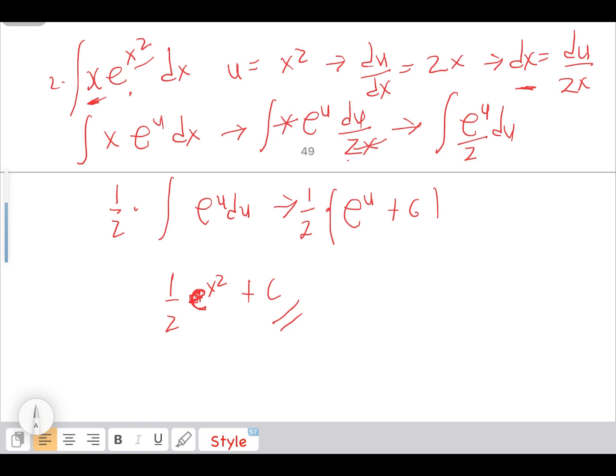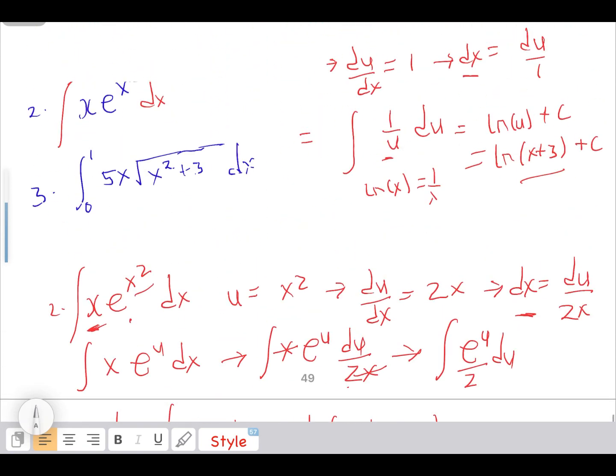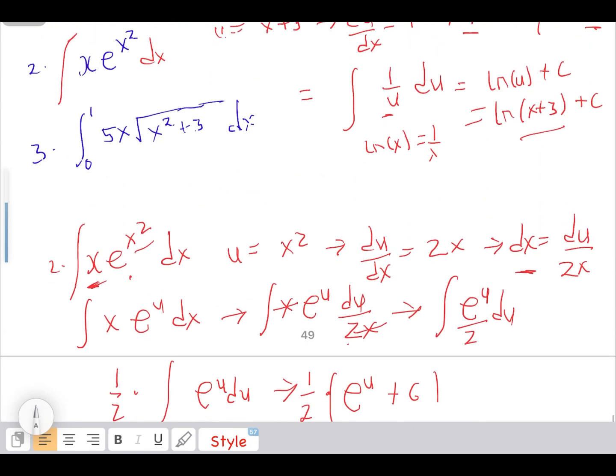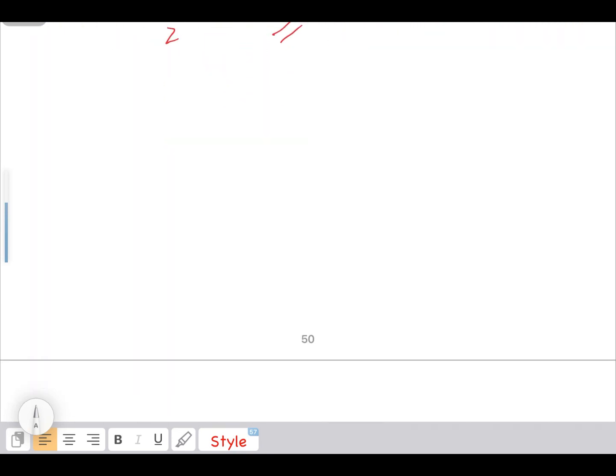Let's look at our last question. Our last question is that we should find the integral from 0 to 1 of 5x square root of x squared plus 3 dx. You can see that this is not an indefinite integral. This is a definite integral with limits given, which is the integral from 0 to 1 of 5x square root of x squared plus 3 dx.